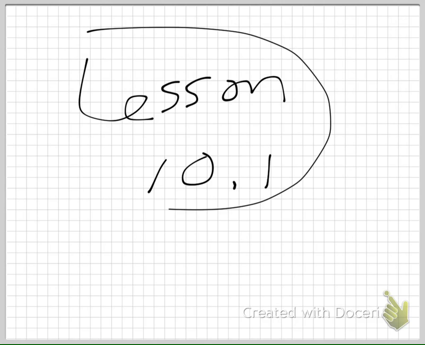All right, this is Pre-Algebra lesson 10.1, areas of parallelograms. This is the simplest lesson in the history of the world, okay? It's real simple. A parallelogram, you guys know what they look like, right?